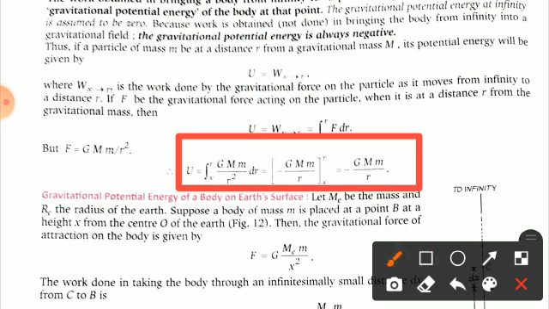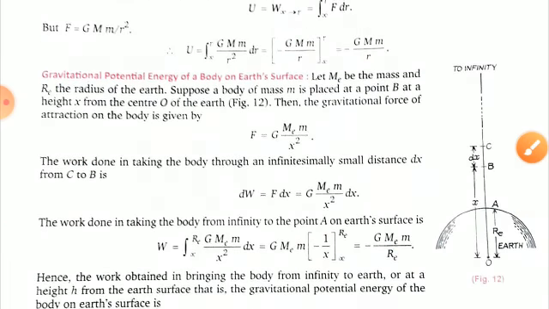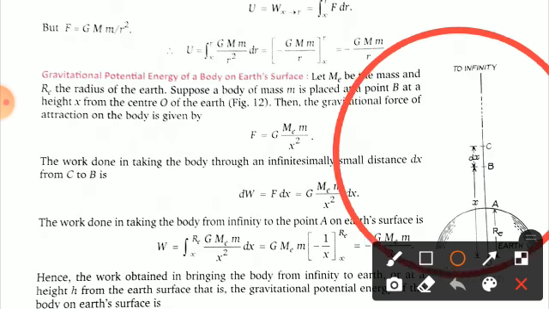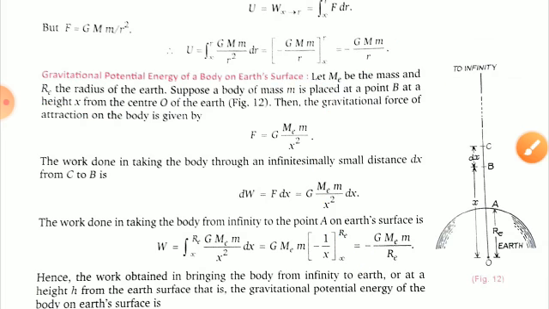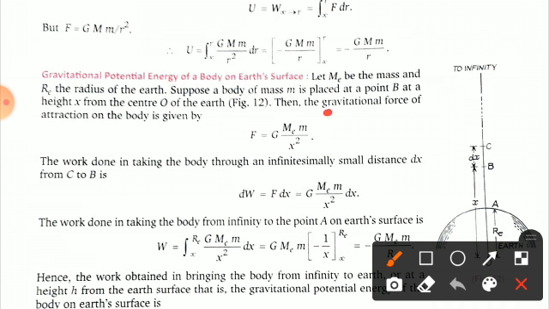Now, the same thing here, you can see the proof for the potential energy of a body on the earth's surface. You can see the figure here. Let M_e be the mass and R_e be the radius of the earth. Suppose a body of mass small m is placed at point B at a distance small x from the center O of the earth. This is figure number 12. Then the gravitational force of attraction, you know very well, is F equals G M_e m by x square.